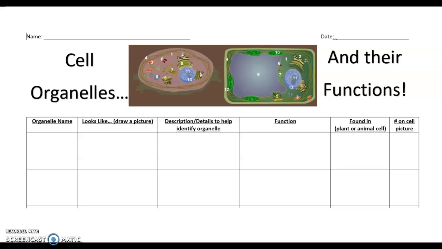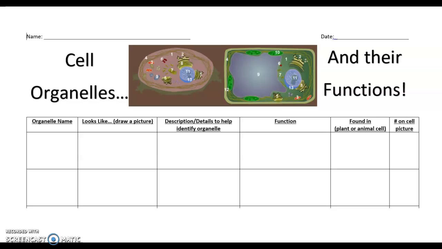So we're going to be looking for all the different names of the organelles. Let's go over this worksheet real quick. We're going to be looking at the different names of the organelles, what it looks like, so draw a simplified picture to help you remember, the description or details to help identify that organelle when you're looking at it, the function of that organelle, whether it's found in a plant or animal cell, and the number that's found on this picture here in the worksheets, so to help you identify those organelles as well. So I'm going to switch to a different picture here.